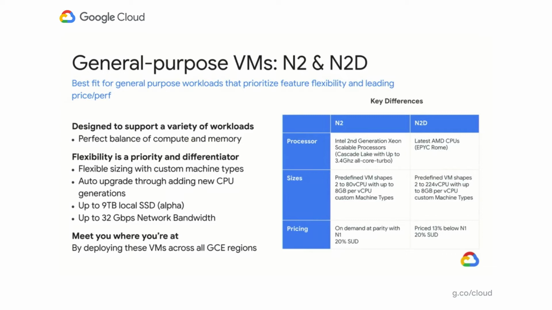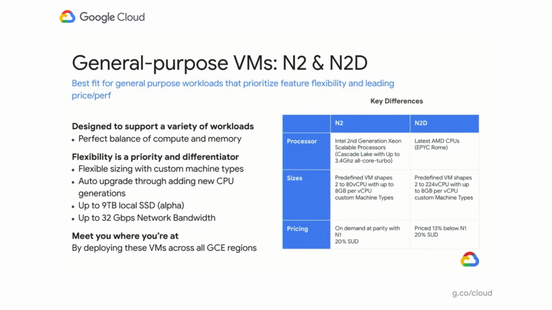Thinking about the key differences between N2 and N2D VMs, you can see an overview summarized over here. N2 VMs are our general purpose Intel VMs, supporting the latest second-generation scalable processor from Intel with up to 80 vCPUs. They come with approximately 20 to 30% performance improvement, giving you a great price performance benefit over the older generations.